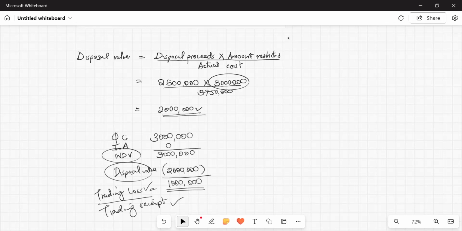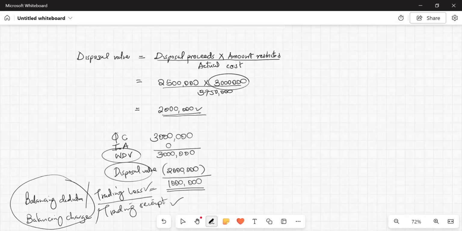Now, this one changes names. In a case whereby you may be disposing of the assets because you are closing down the business, the business is being liquidated, you are closing down the company, that is why we are selling the assets. This item changes the names. The loss changes the name from trading loss. It becomes balancing deduction. And this receipt, trading receipt, changes name. It becomes balancing charge. It's now not balancing deduction, but balancing charge. This is when the business is closing down, you are liquidating the business. The name changes to balancing deduction and balancing charge. But if the business is still operating, it is trading loss or trading receipt.